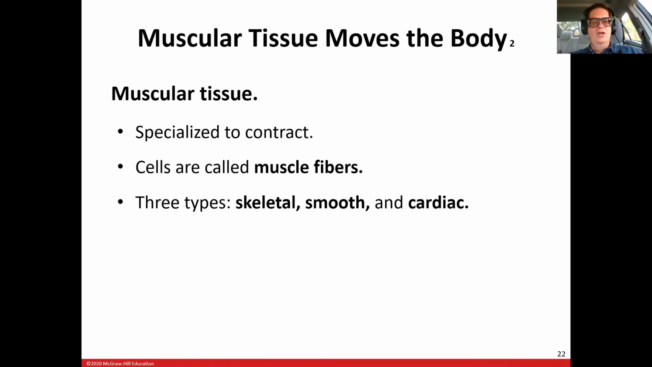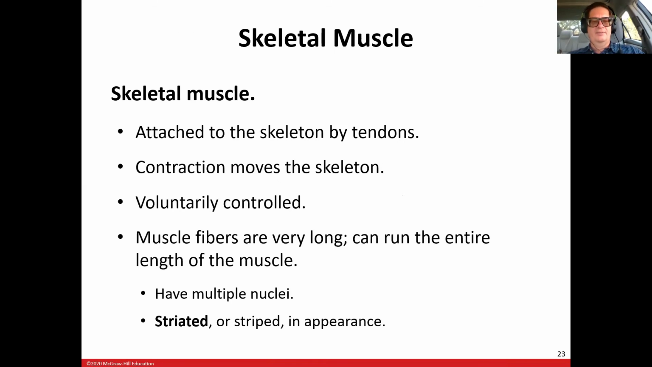All right, so muscles are tissues that contract. The cells in muscles are called muscle fibers. And yeah, they're your three types: skeletal, smooth, cardiac. All right, skeletal muscle is attached to the skeleton by tendons. Remember, tendons tie muscles to bone. The T reminds you that tendons tie muscles to bone. Ligaments link bones together.